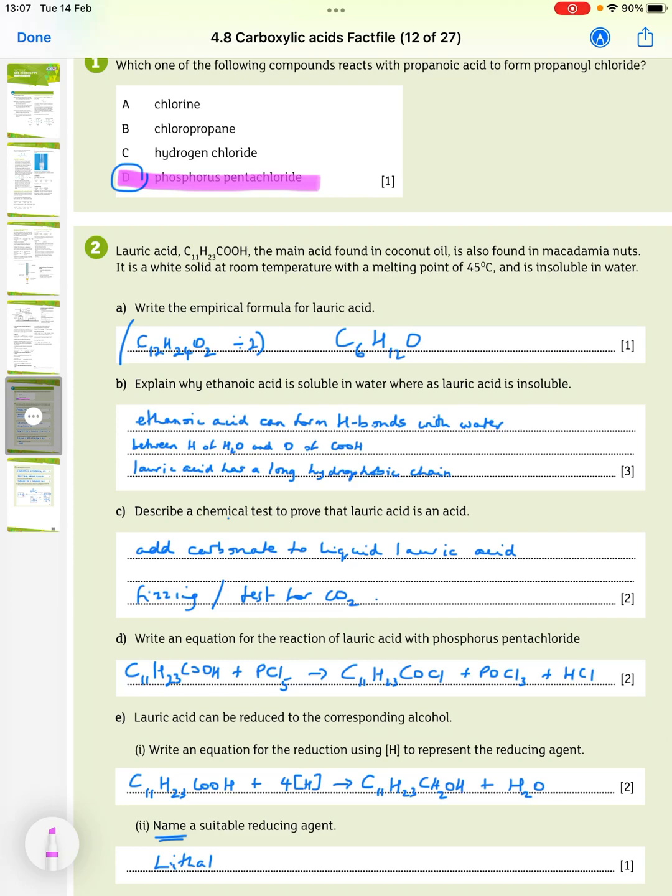C11H23COOH. The main acid found in coconut oil is also found in macadamia nuts. It's a white solid at room temperature with a melting point of 45 degrees and is insoluble in water. Write the empirical formula for lauric acid.